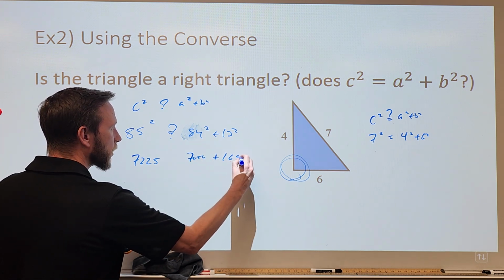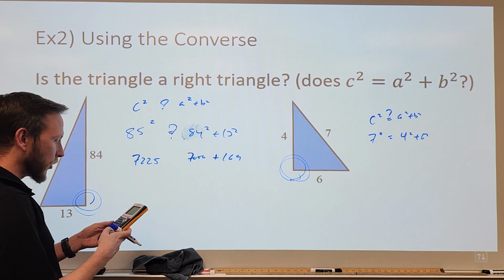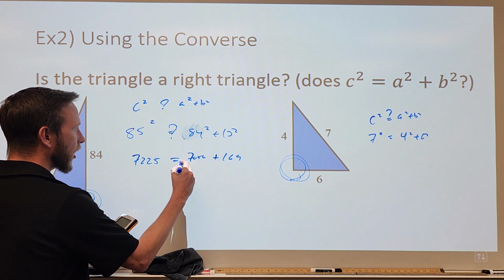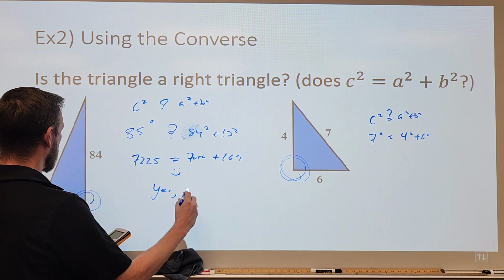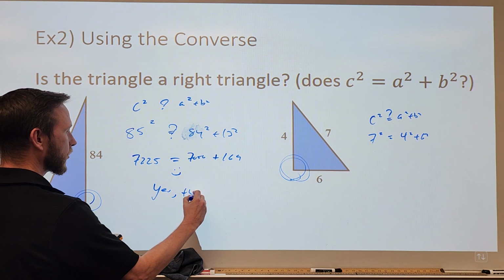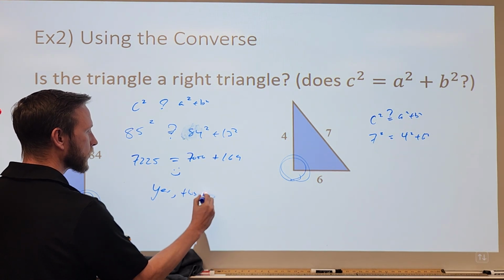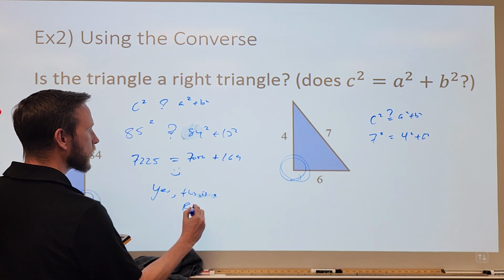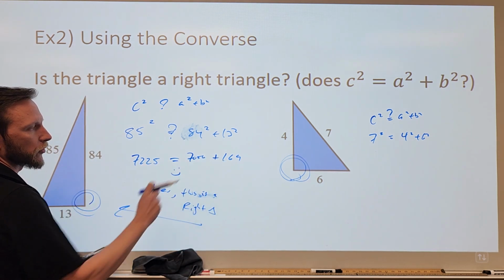13 squared, we know from our times tables, is 169. So when we add those together, we get that these are in fact equal. So yes, this is a right triangle. All right, this is a right triangle because c squared equals a squared plus b squared.